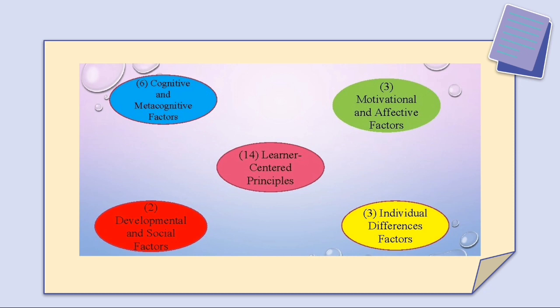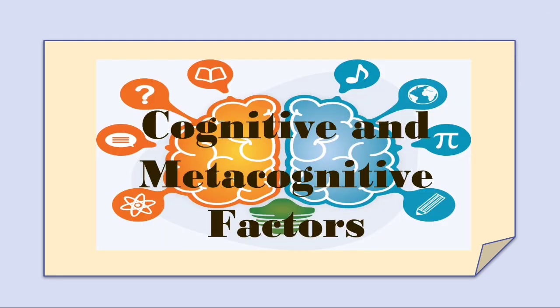So it is divided into 4 factors. We have the cognitive and metacognitive factors that have 6 principles. We also have the motivational affective factors with 3 principles. We have the developmental and social factors with 2 principles. And lastly, we have individual differences factors with 3 principles. So now, let's start with cognitive and metacognitive factors.